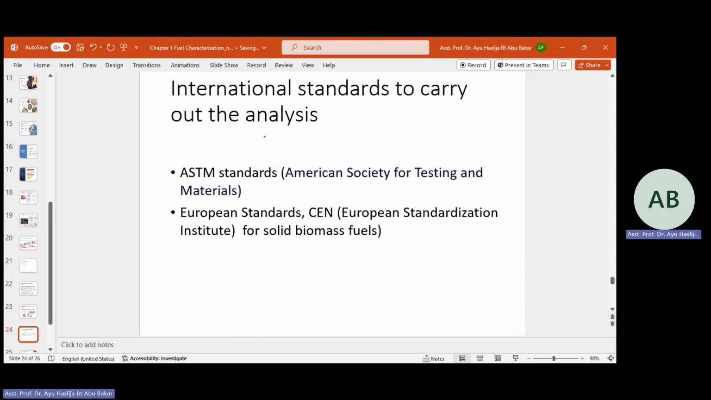So basically, these are the standards that we always follow. ASTM, the American Society for Testing and Materials. Why we follow? Because this has been published. So at least we have the standard. Then also we follow European standard. This one for biomass fuel. This one untuk nak analyze the fuel only. Kalau gas release nanti, kita biasa follow DOE standard. Department of Environment. Yang Jabatan Alam Sekitar.